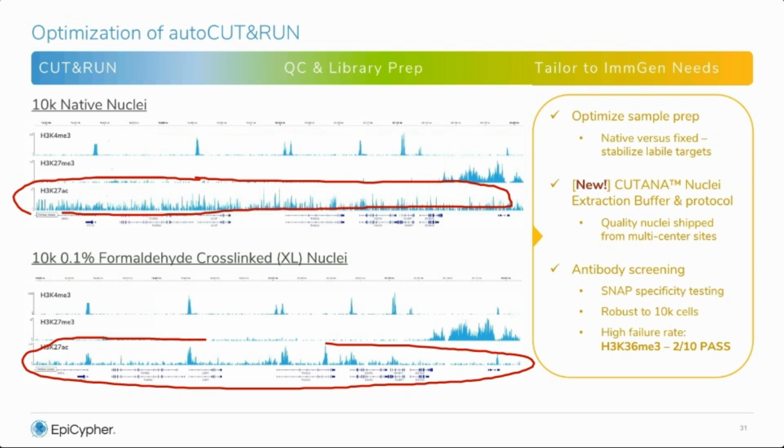And then the final step here was to identify good antibodies that can profile all these diverse regulatory marks, not only being specific, but also being efficient, being able to drive to low cells.